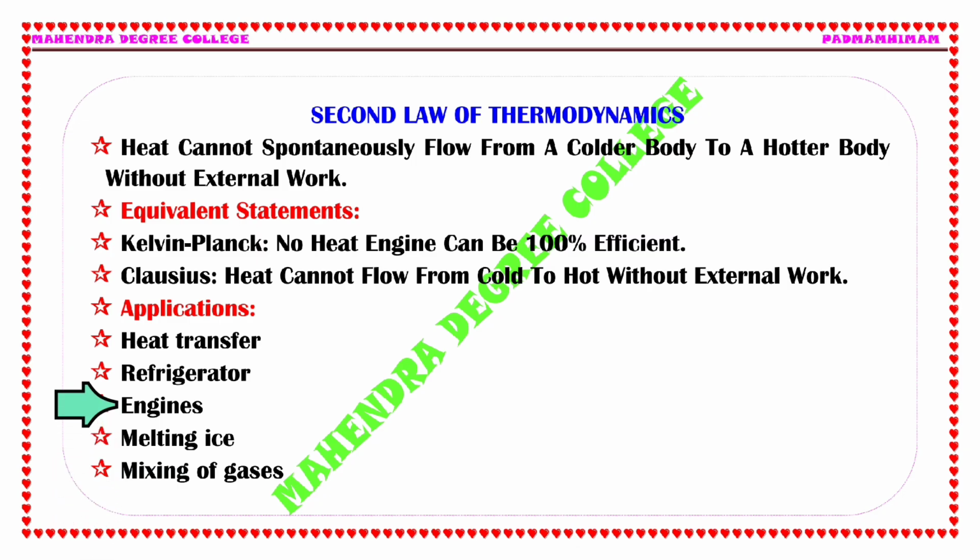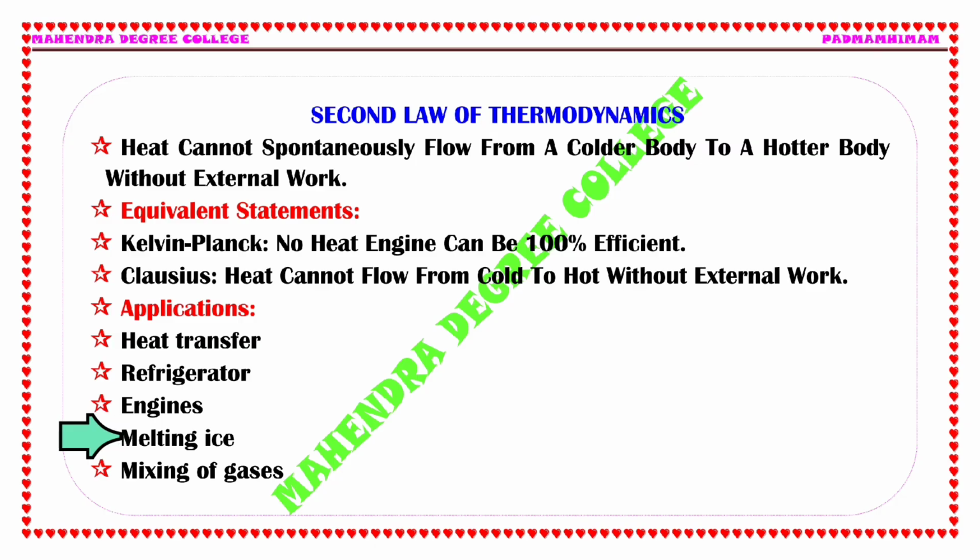Third one, engines. It means heat engines like car engines and steam turbines convert heat into work. According to the second law, no engine is 100% efficient. Some heat must always be rejected to the surroundings. This is based on the Kelvin-Planck statement.